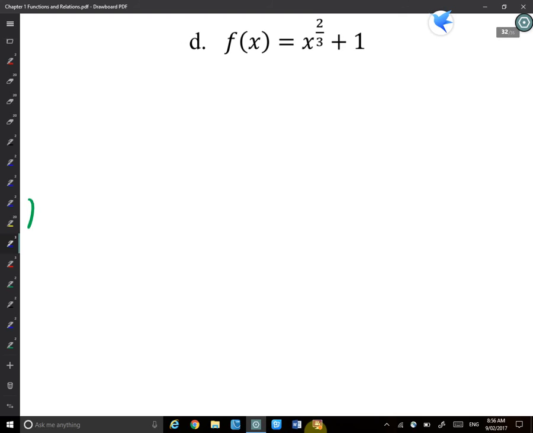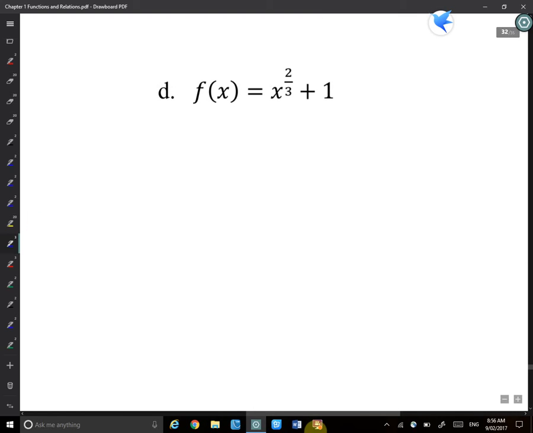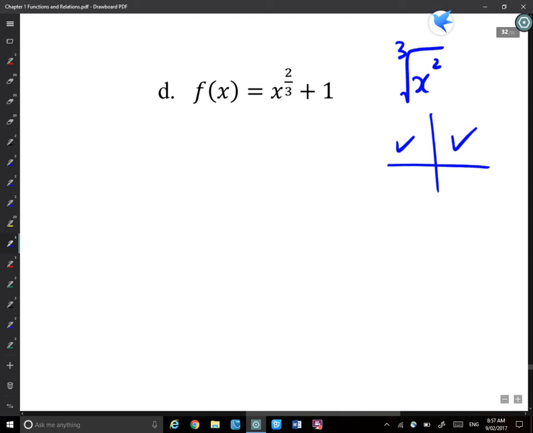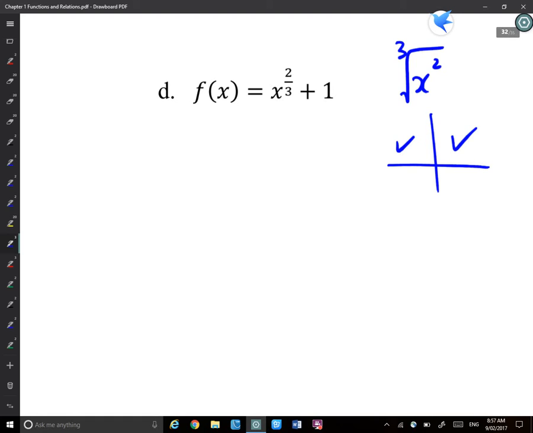So x to the power of 2 on 3 is x to the power of 2 and then take the cube root. So it must be above the x-axis. If x is negative, x squared will be positive as well. A positive number, take a cube root, is still a positive number. So when x is negative, y is positive. So it is in the first and second quadrants.